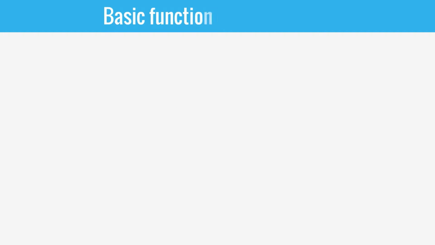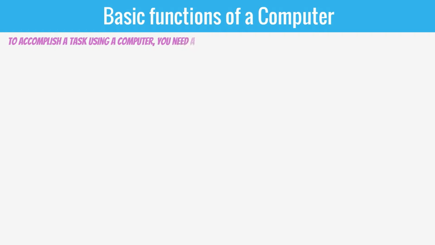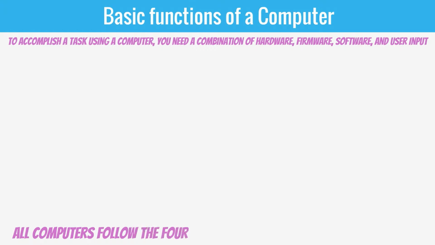How a computer works. Basic functions of a computer. To accomplish a task using a computer, you need a combination of hardware, firmware, software, and user input. All computers follow the 4 stages of input, process, storage, output.